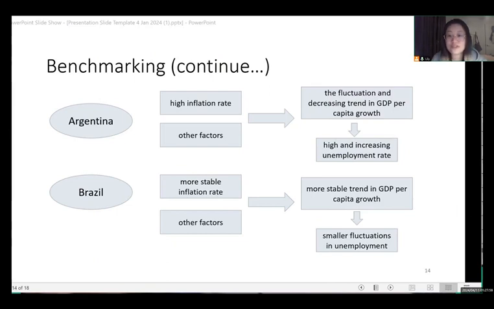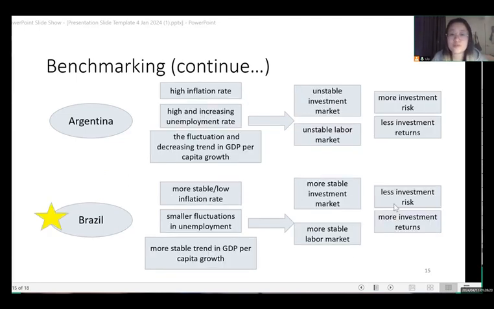Argentina's high and increasing unemployment rate could be linked to the downward trend of GDP growth, which affects business confidence and may result in structural challenges in the labor market. Brazil's fluctuations in unemployment rate could be affected by its fluctuations of GDP growth as well, but the fluctuation is overall smaller than that of Argentina. Argentina's macroeconomic performance is more unstable than Brazil's over the decade.